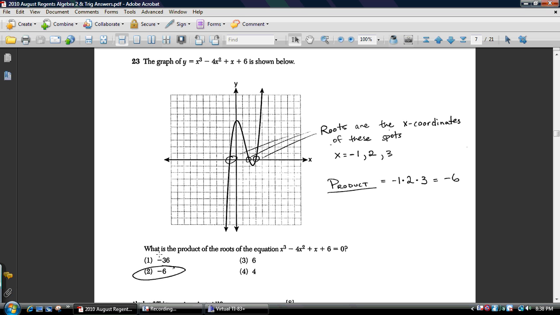Okay, here you've got this graph. What's the product of the roots of this equation? Well, the roots are where it hits the x-axis. So the x values, I'm sorry. And so the x values of these three coordinates right here are -1, 2, and 3, and you multiply them. That's the product.